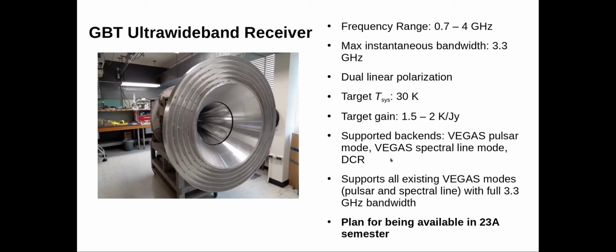All existing VEGAS modes are supported. That includes pulsar and spectral line modes with the ability to process the full 3.3 gigahertz bandwidth. So right now, we are limited in our ability to do coherent de-dispersion pulsar observations to about 1.25 gigahertz of usable bandwidth, but upgrades to the VEGAS backend will allow us to do coherent de-dispersion over the full band, along with incoherent de-dispersion pulsar observations in all spectral line modes. And as already mentioned, we plan on it being available in the 23A semester.